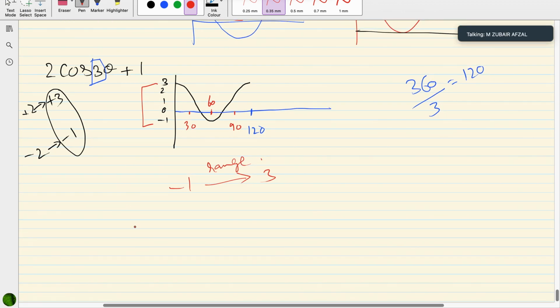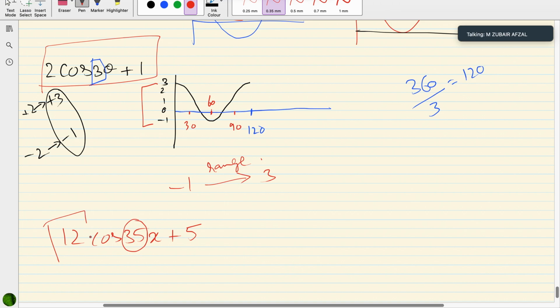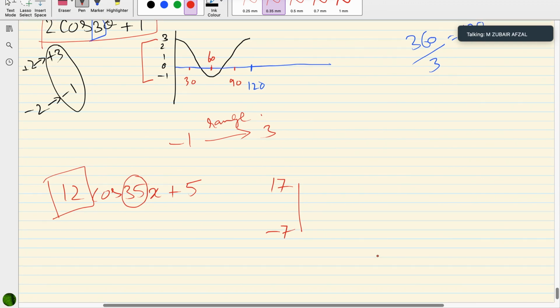Sometimes the examiner tells you for 1 mark that you're given with the question, so I'm replicating this with different values. If I say this is 12 cos 3 theta, or let me say 35x, 35 cycles, so it has nothing to do with the range, so I don't have to worry. Plus 5. So this 12 was supposed to mean that it should range from 12 to minus 12, but plus 5 means this 12 raised by 5, 17, and minus 12 plus 5 would mean minus 7. So it lies between minus 7 and 17. So this is how you tell the range directly. Domain is always given in the question.